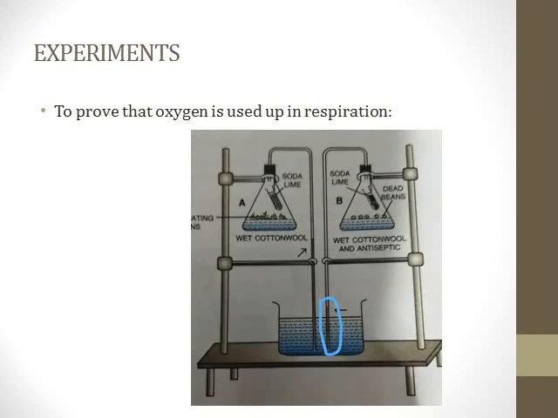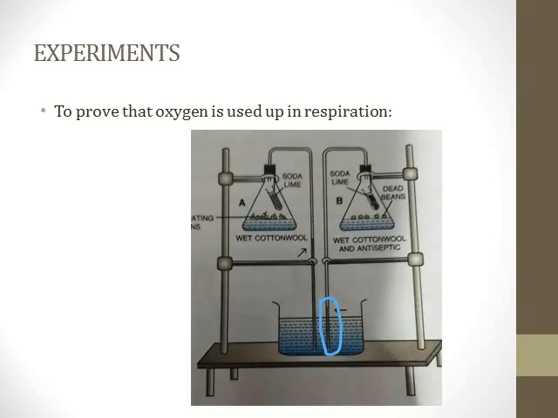But it takes a while in flask B because the seeds are dead seeds, they are not going to germinate, so the oxygen is not utilized, so for a moment the paper is going to burn. So this shows that oxygen is used up during germination, that is, during the respiration process. So this is the first experiment.